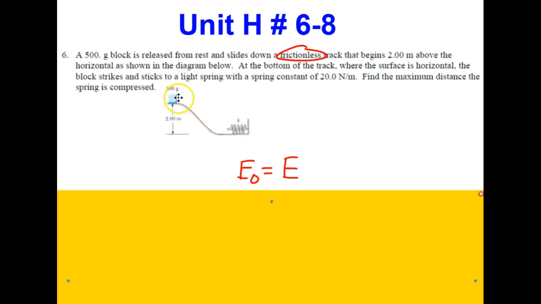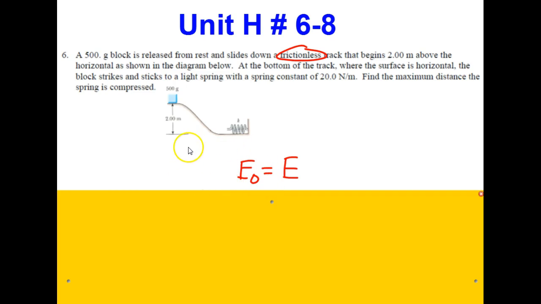Well, in what form of mechanical energy is possessed in this system in the initial state? Is it moving? No. It's released from rest. Is the spring stretched or compressed at that spot? No. Is it at a height above a base level in a gravitational field? The answer is yes. So we know we start out with gravitational potential energy.